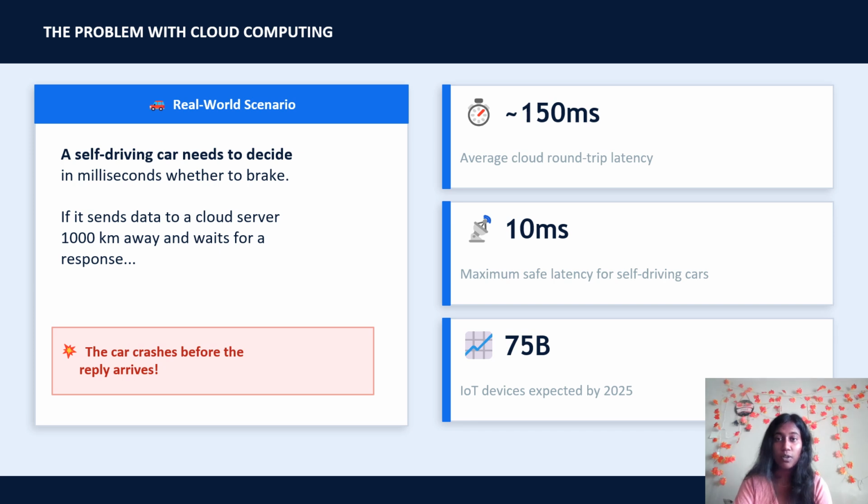We've all heard about cloud computing. Well, at least most of us have. The cloud is where your data lives. Google Photos, WhatsApp, Spotify, all of it sits on massive servers in data centers that could be hundreds or even thousands of kilometers away from you.